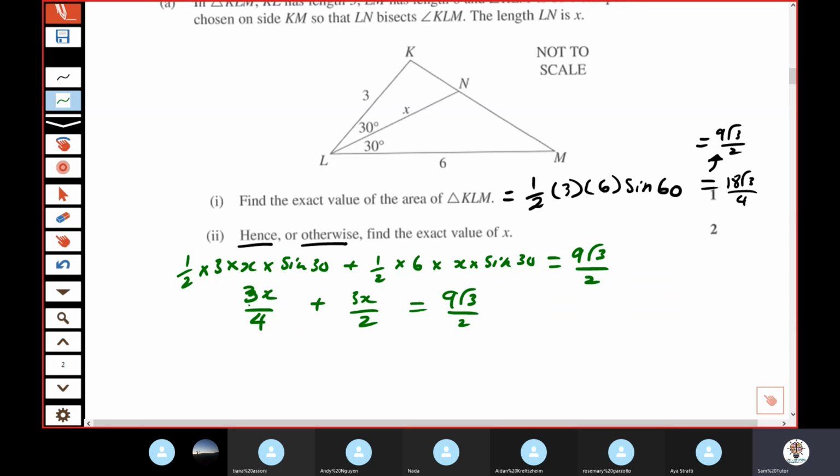And then, of course, just add them. 3/4 plus 3/2 is 9x on 4. Get rid of the 9, or you could divide by 9, times it by 4, x equals 2 root 3.